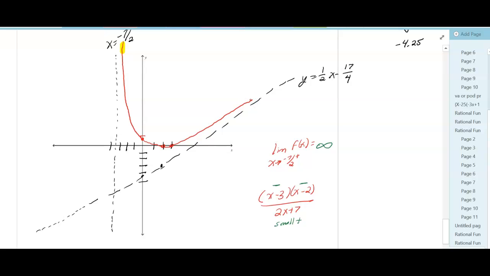Since the multiplicity on the 2x plus 7 is odd, we know it has to start down at the bottom where this green highlighter is. So the graph starts down at the bottom, goes up, and has to turn around and approach the slant asymptote in the long run. So hopefully this was a good review of slant asymptotes.